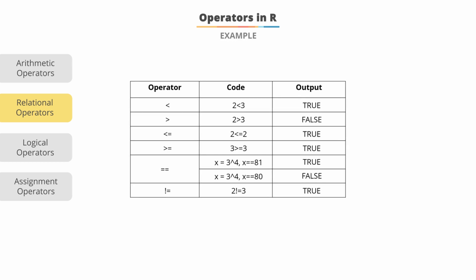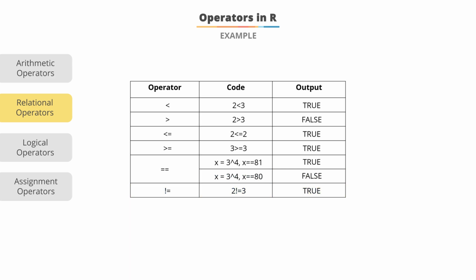Again, these return logical outputs. 2 is less than 3 returns the output of true. 2 greater than 3 returns the output of false. 2 is less than or equal to 2 is true. 3 is greater than or equal to 3 is true. X is equal to 3 to the fourth power is true, while x is equal to 81. X equal to 3 to the fourth power and x equal to 80 is false. And 2 is not equal to 3 is true.